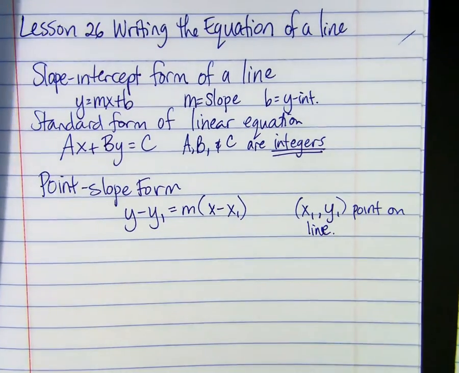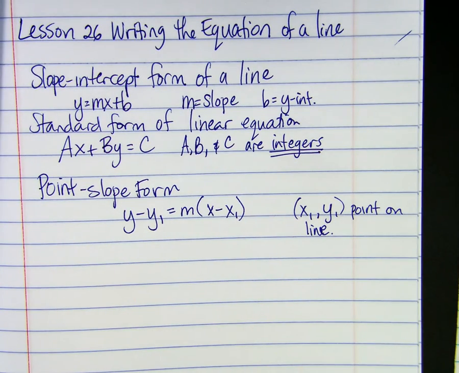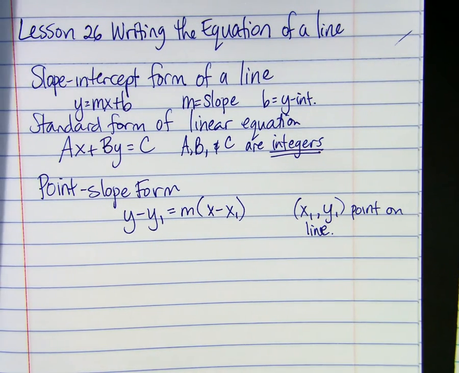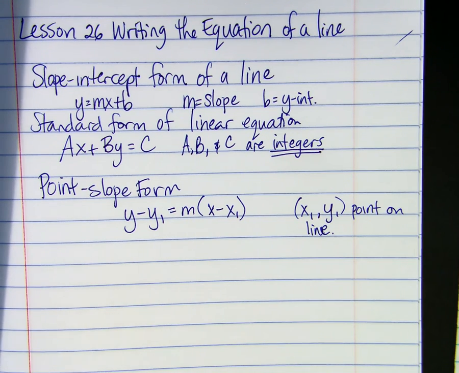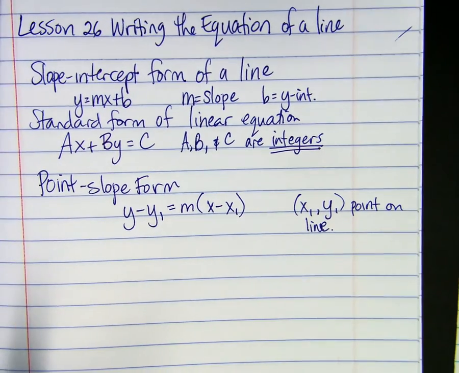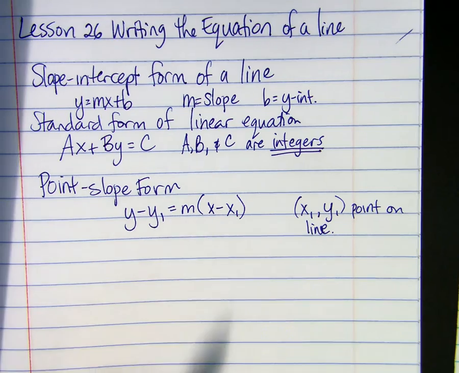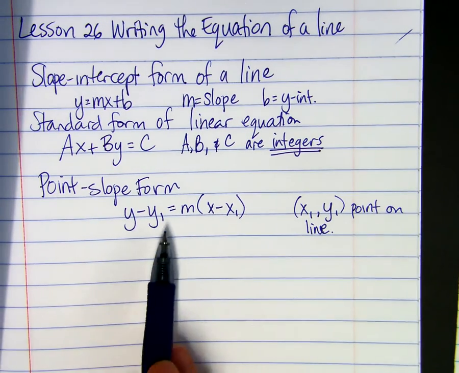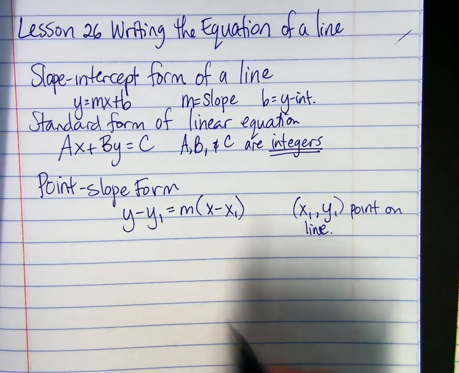So if we were to use point slope form, say the point was 1, 2, it would be y minus 2 equals m times x minus 1. Yes, and you would need the slope. Either they're going to give you the slope, or they'll give you 2 points and you can find the slope. So you plug in numbers for the x sub 1, y sub 1, and the slope.